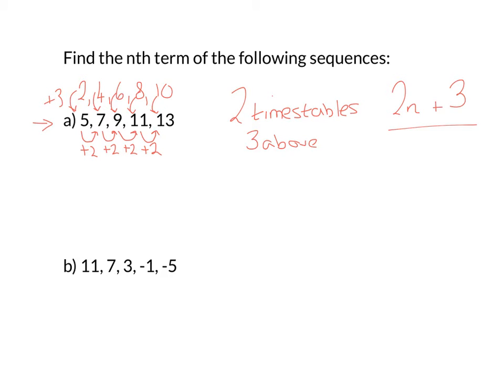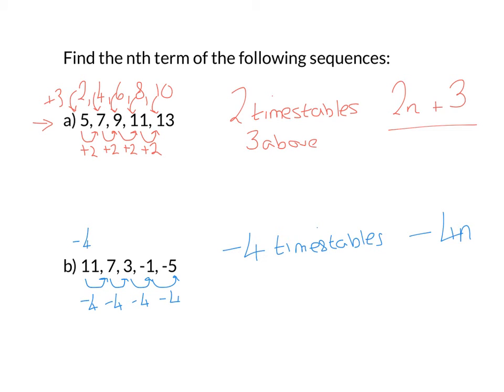So if we now have a look at part B, and let's look at what's happening each time. Well, this time we can see that actually we're going down by 4, so we're taking away 4 each time. So this time it's the negative 4 times tables. So it's negative 4n. Now the negative 4 times tables obviously starts at negative 4, so negative 4, negative 8, negative 12, and so on.